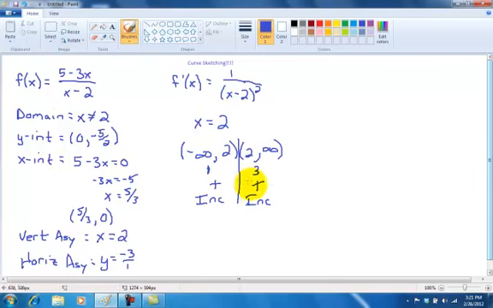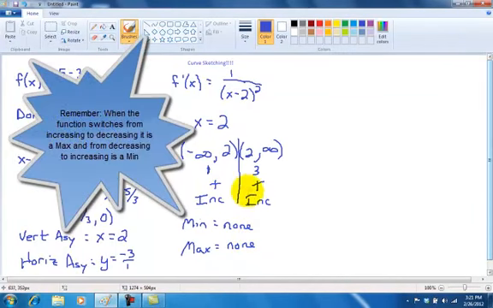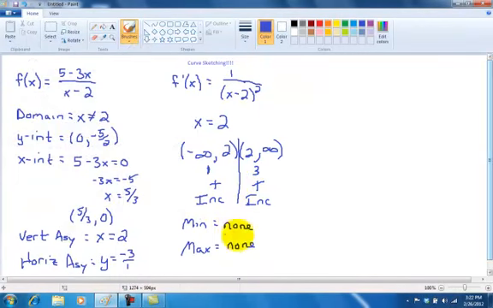Okay? There are no extreme values, so our min would be none and our max would be none. If that part confuses you, here's why. It goes from increasing to increasing. There's never a switch. If it switched from increasing to decreasing or decreasing to increasing, then we'd have a point at which we have a minimum or a maximum. In this case, we don't have one of those, so we would write none and none.